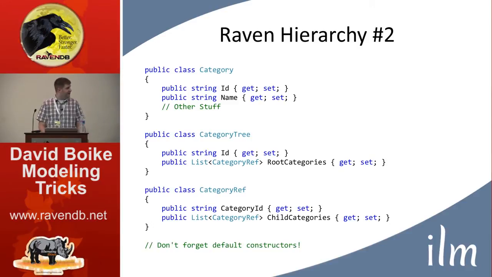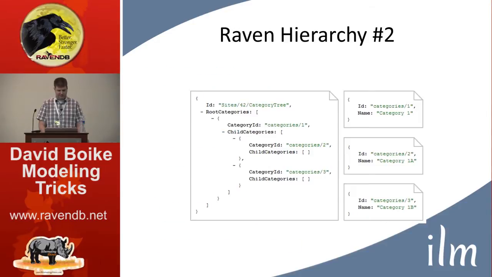And don't forget the default constructors. I'm omitting them for space here on the collections. So that's what this looks like. You have one big document that shows the tree structure. Then you have documents for each category with all of that information.